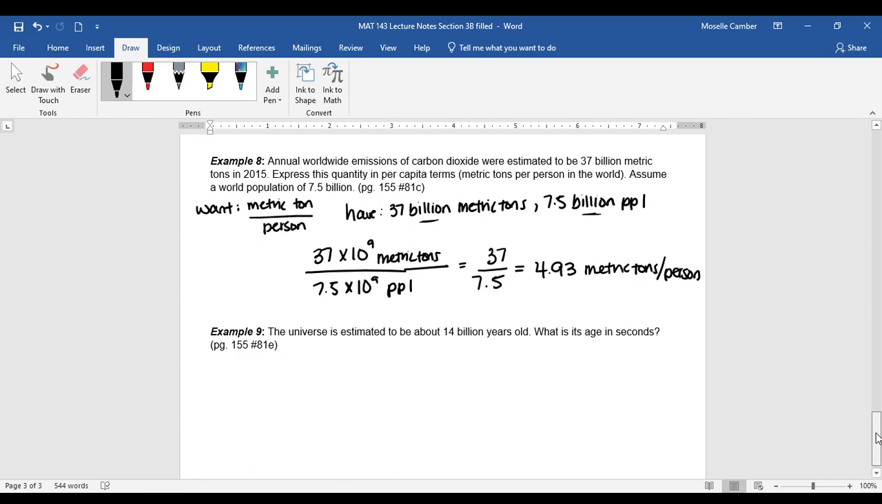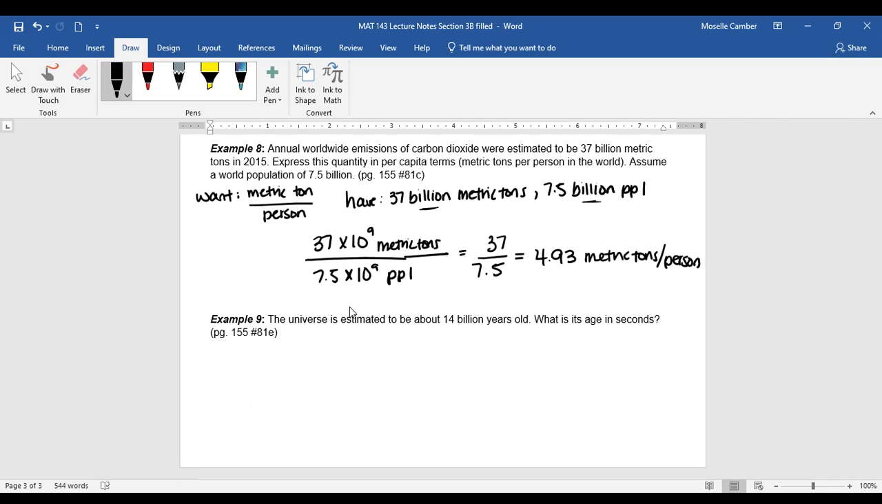Okay, last example. The universe is estimated to be about 14 billion years old. What is its age in seconds? Okay, so what we want is seconds. What we have is 14 billion years. So right away, we know this is going to be a really, really big number.